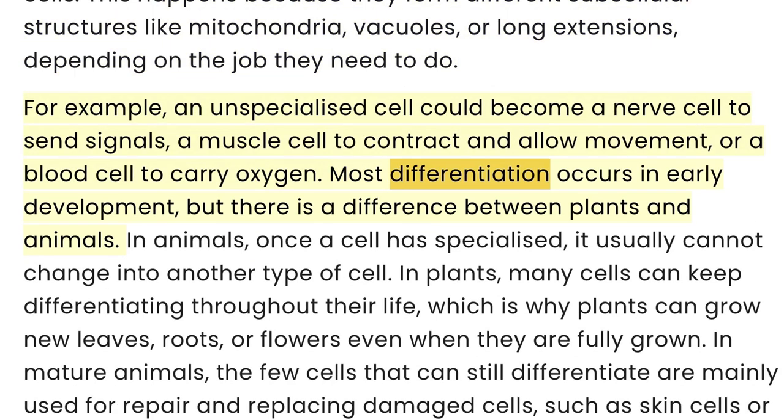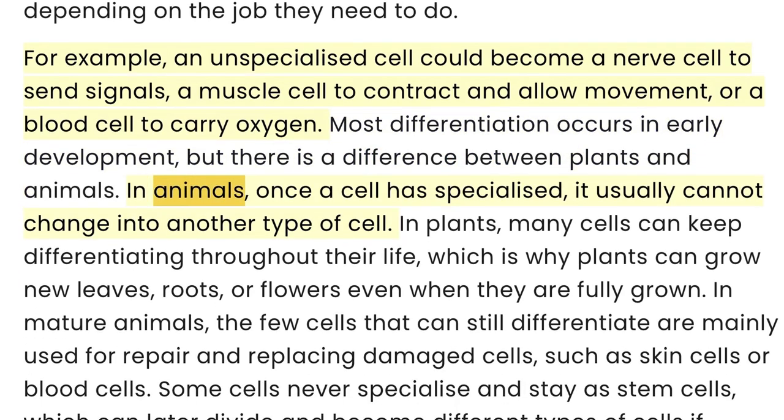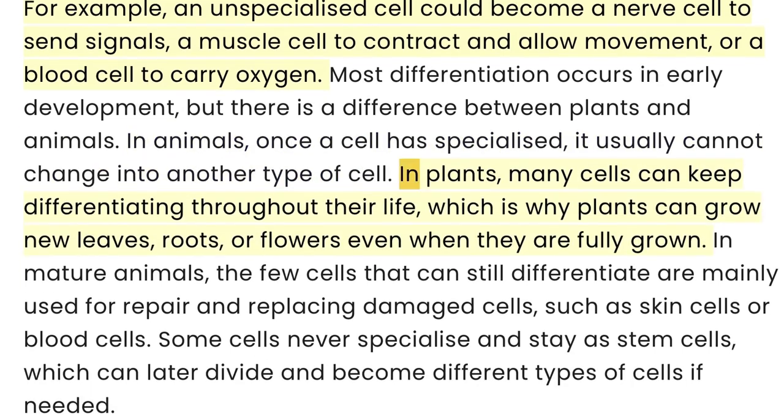Most differentiation occurs in early development, but there is a difference between plants and animals. In animals, once a cell has specialized, it usually cannot change into another type of cell. In plants, many cells can keep differentiating throughout their life, which is why plants can grow new leaves, roots, or flowers even when they are fully grown.